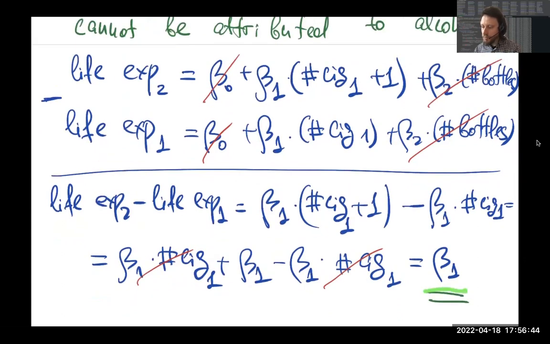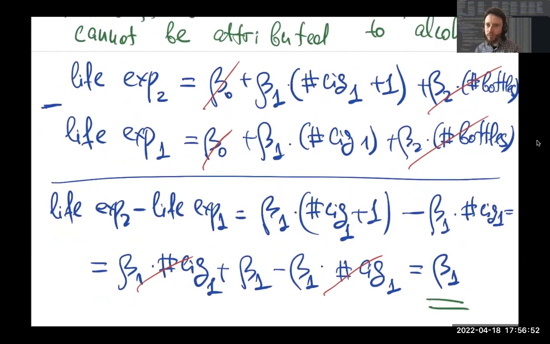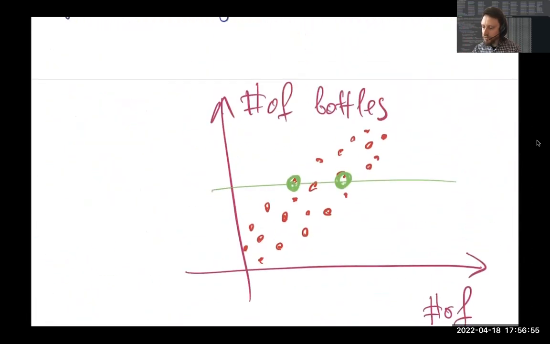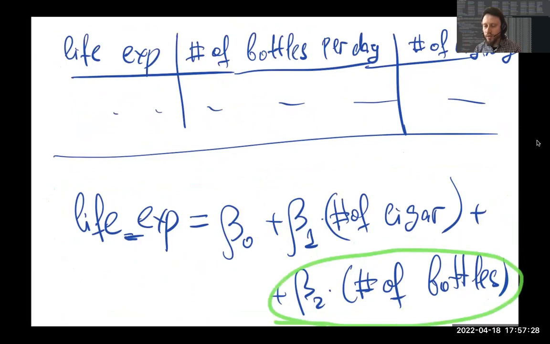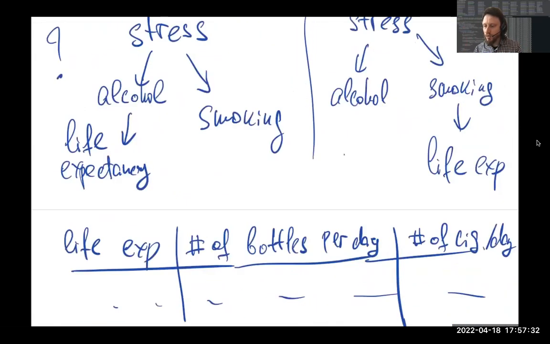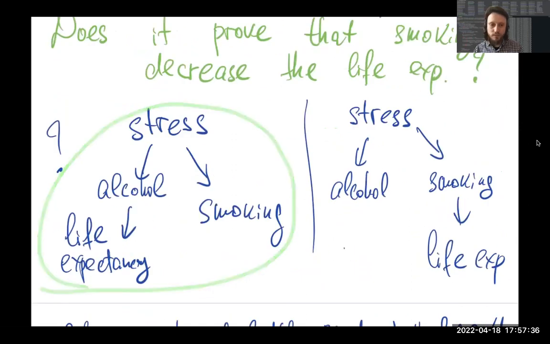So we can say that this beta one is the effect of smoking, the effect of increase of number of cigarettes by one, provided that the other variable, in this case number of bottles, is fixed. So we disentangle two effects, an effect of cigarettes and an effect of alcohol, and we can study them separately, just because we have this model. And now if we see that there still exists a negative effect of number of cigarettes that cannot be explained by alcohol, then we must reject this picture.